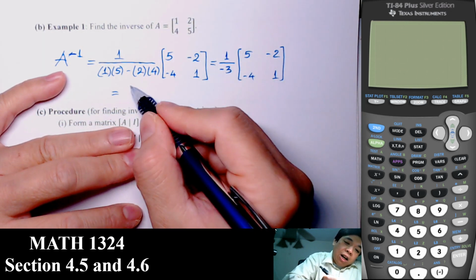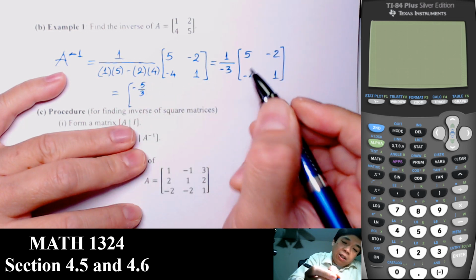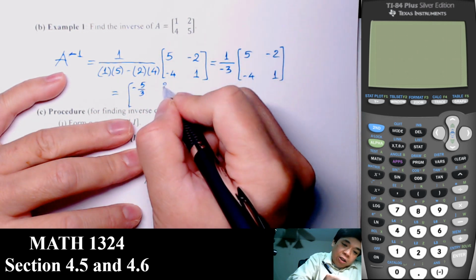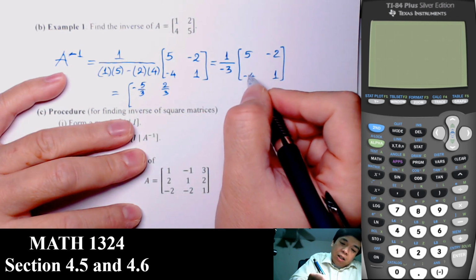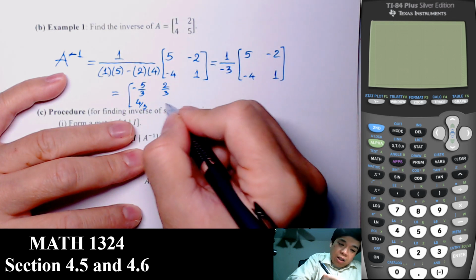So multiply that in. We have -5 over 3. Multiply that in, that will be 2 over 3, then 4 over 3, and that will be -1 over 3.